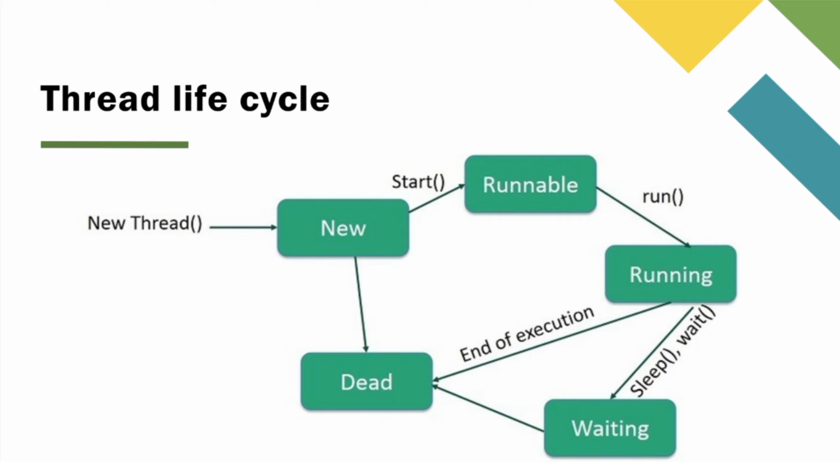And the third step is the running state. This means when the thread is actually running, doing the work in its run method, it's in the running state. And the fourth step is, sometimes a thread has to wait for something like a response from another thread or a time delay. In this case, it goes into a waiting state. It stays here until it's allowed to continue.